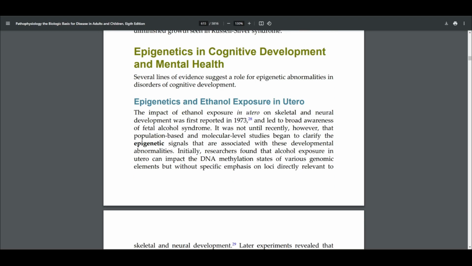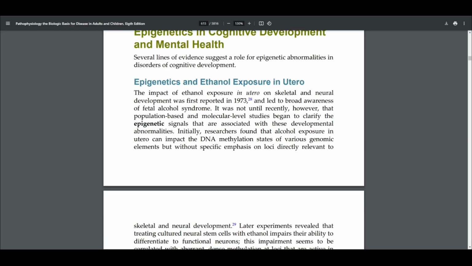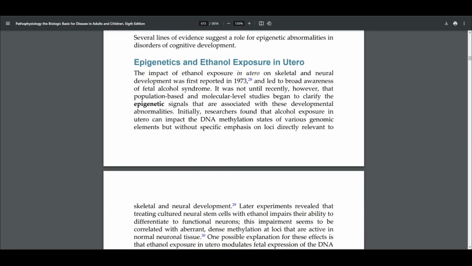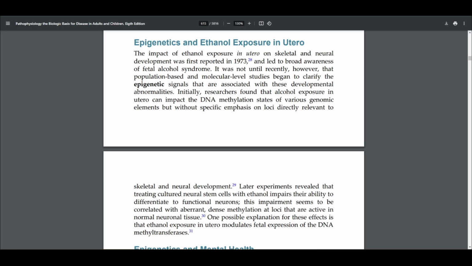Epigenetics in cognitive development and mental health. Several lines of evidence suggest a role of epigenetic abnormalities in disorders of cognitive development. Epigenetics and ethanol exposure in utero. The impact of ethanol exposure in utero on skeletal and neural development was first reported in 1973 and led to broad awareness of fetal alcohol syndrome. It was not until recently, however, that population-based and molecular level studies began to clarify the epigenetic signals that are associated with the developmental abnormalities.